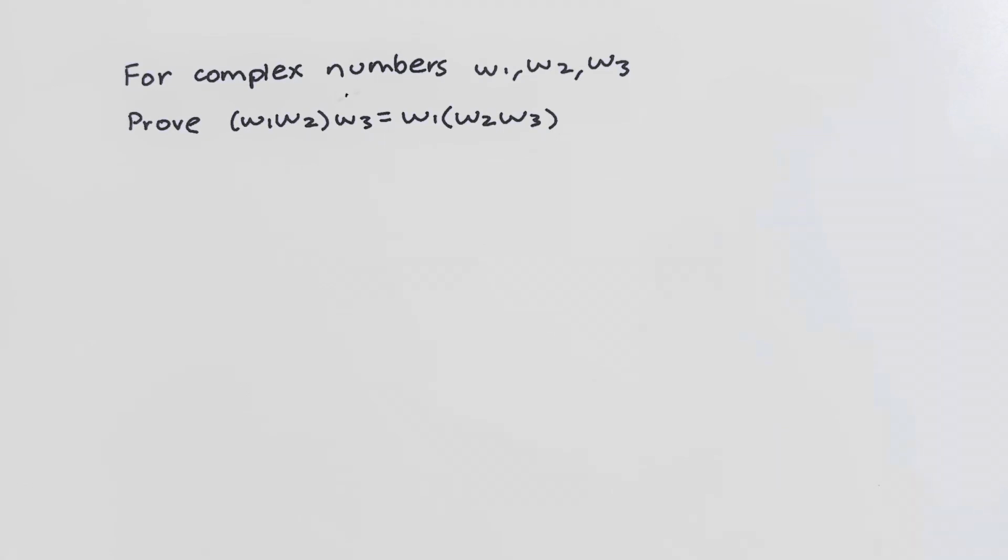In this problem, we have three complex numbers W1, W2, and W3. Prove that (W1 times W2) times W3 equals W1 times (W2 times W3). In other words, we are basically proving that complex number multiplication is associative, which means that the order does not matter.